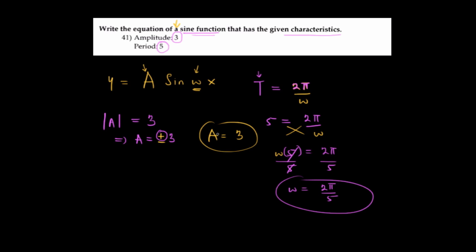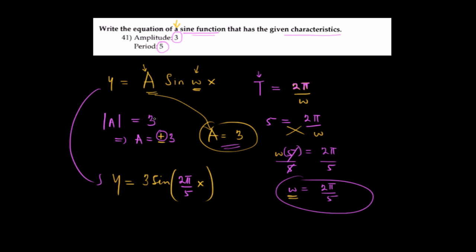So now I have my omega, I have my a. I'm going to make the substitution here. So y is going to be my a, which is 3, sine, my omega, which is 2 pi all over 5, times x. So the function which we are told to find is y equals 3 sine of 2 pi over 5 x. So that completes the problem. It's a short problem.